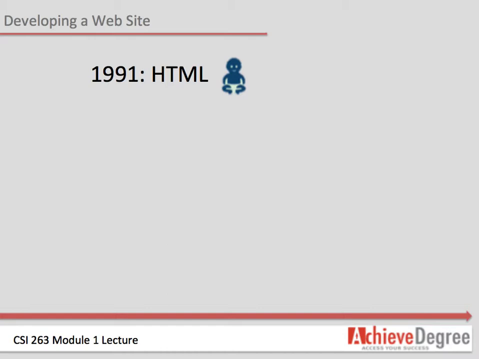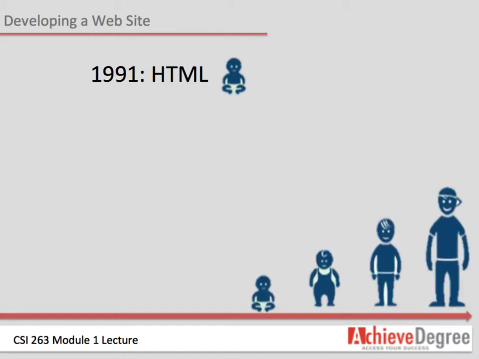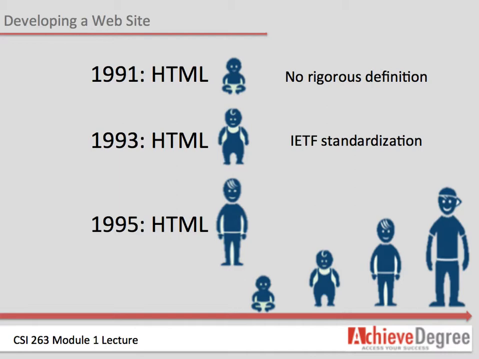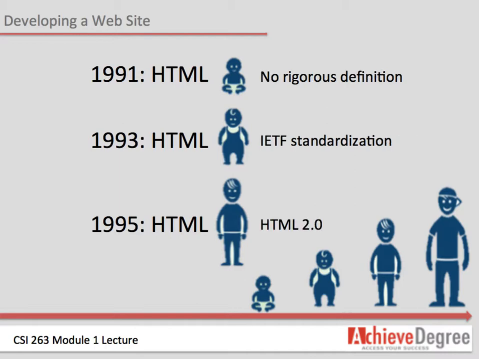Since its initial introduction in late 1991, HTML, and later its XML-based cousin XHTML, has undergone many changes. Interestingly, the first versions of HTML, used to build the earliest web pages, lacked a rigorous definition. Fortunately, by 1993, the Internet Engineering Task Force, IETF, began to standardize the language, and later, in 1995, released the first real HTML standard in the form of HTML 2.0. You will likely encounter more than just the latest style of markup for many years to come.